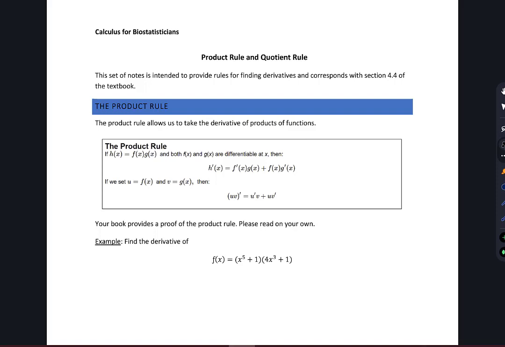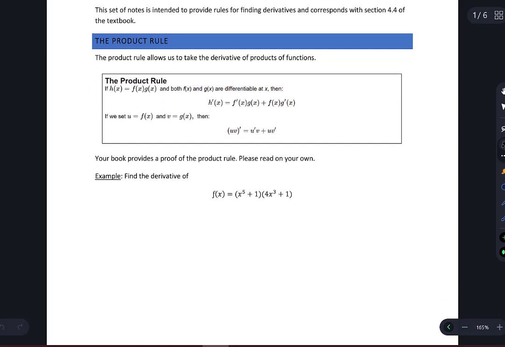In this set of notes, we're going to continue looking at how to find derivatives. Specifically in this video, we're going to look at both the product rule and the quotient rule. The product rule will help us when we're looking at a product of functions, and the quotient rule will help us when we're looking at a quotient of functions. So we'll start with the product rule.